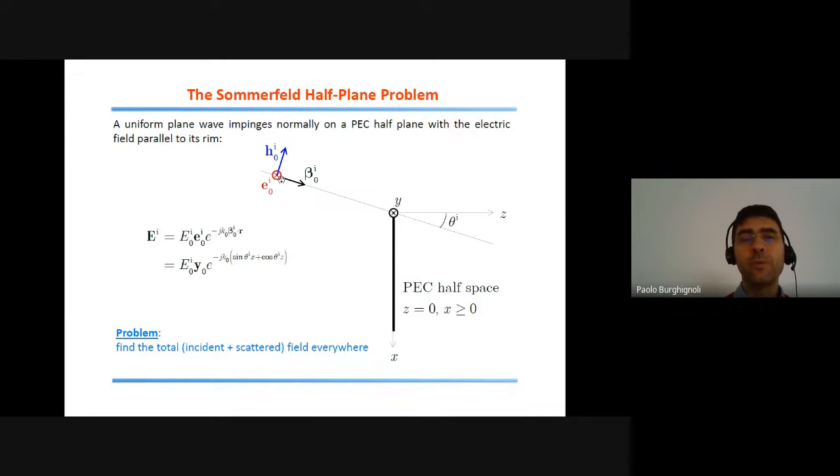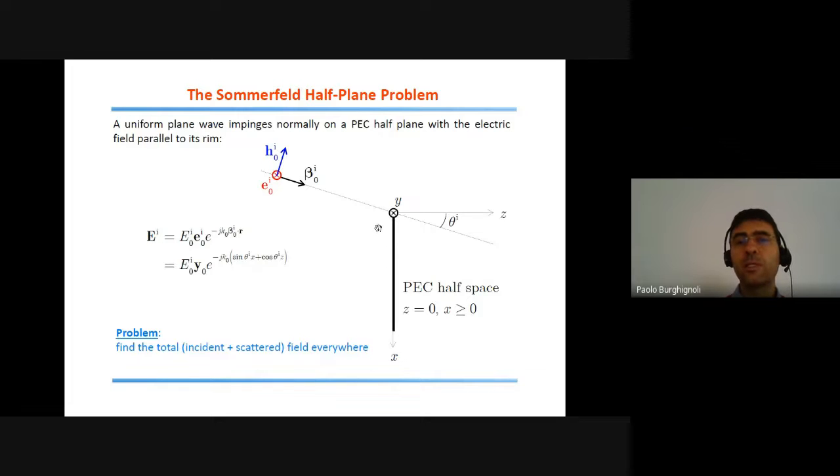So here we have the arrows that indicate the direction of the electric field in red, the unit vector in particular of the electric field, which is parallel to the rim of this half plane. Well, that's not a half space, that's a half plane. So it's parallel to the y-axis in this reference frame. Then there is the unit vector that gives us the direction of incidence of this uniform plane wave. And finally, the unit vector in blue that indicates the direction of the magnetic field. So this is a linearly polarized plane wave.